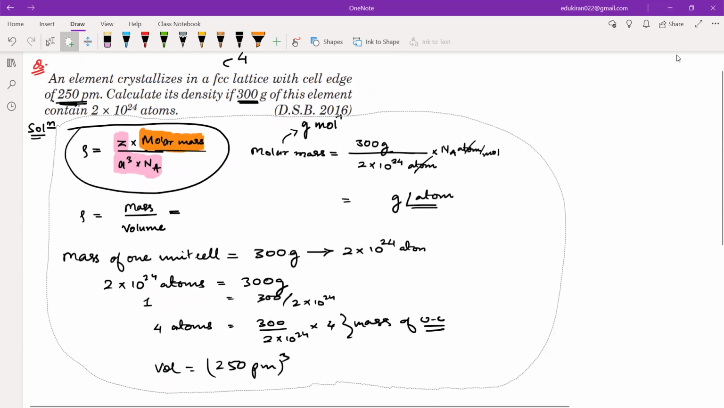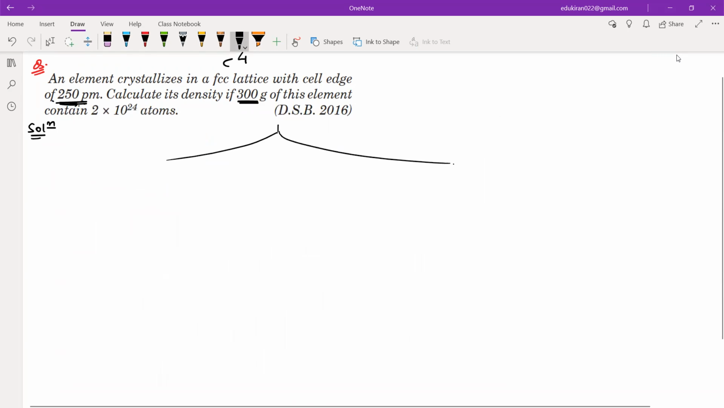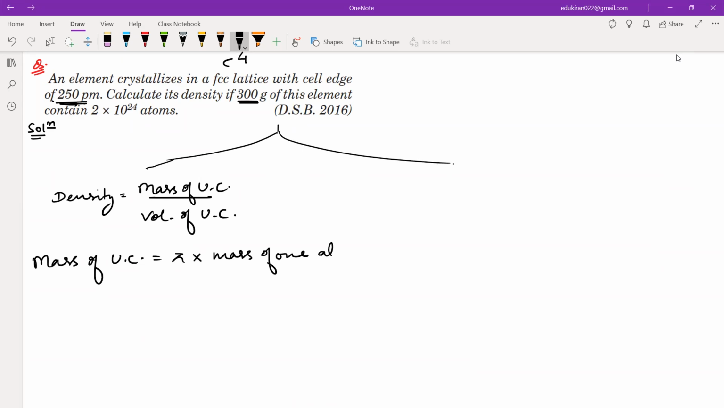I'm just clearing this, okay? So what I can do, I can write here, density is equal to mass of unit cell divided by volume of unit cell, and we can write mass of unit cell is equal to Z into the number of atoms into the mass of one atom. Anna?